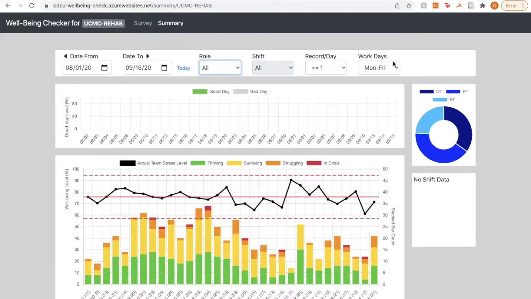If your role does not work weekends, select the Monday through Friday in the drop-down menu to see a better trend of how your team has been doing. You may also set the minimum number of responses needed in a day to be shown on the graph.